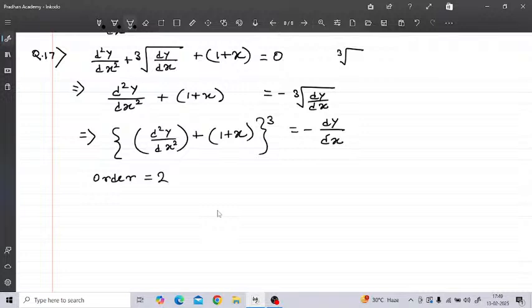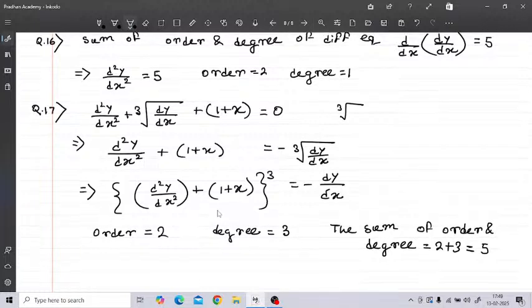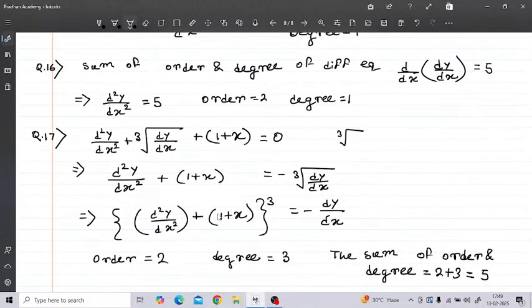If we expand this, we will get the highest order derivative 2 and its power as 3. So our degree is 3. So the sum of order and degree will be 2 plus 3 is 5. So that's all. We practice so many questions from this topic.